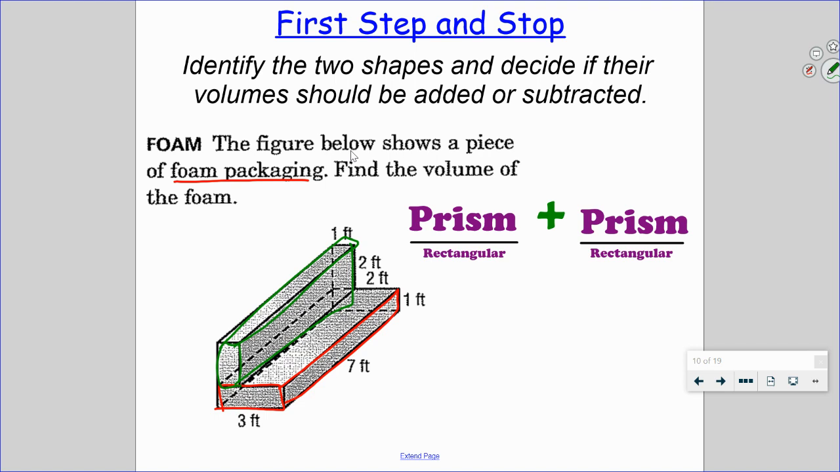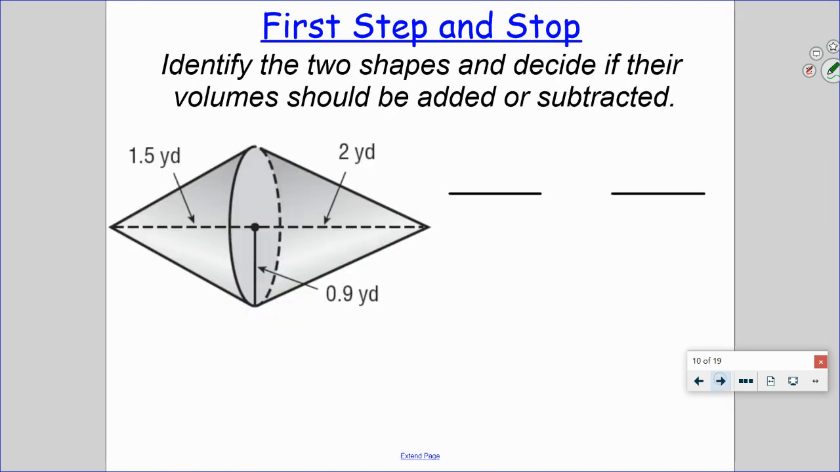So again, you're going to identify what shape or shapes that you see, and then decide, do we need to add them together or subtract them? What is the particular problem asking for?